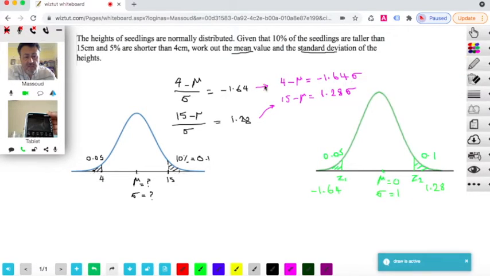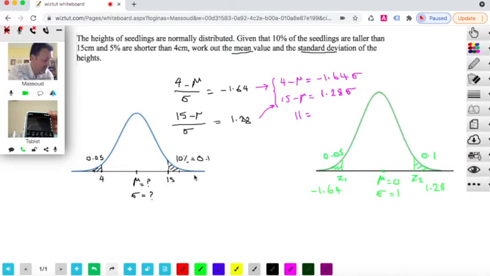So to solve this set of simultaneous equations, I'm going to subtract the first one from the second one. So when I subtract the first one from the second one, I'll be left with 11 on the left, and on the right, I would have 1.28 take away minus 1.64, so that would give me 2.92. So it's 2.92 sigma. So therefore sigma would be 11 divided by 2.92, which would be equal to 3.77.